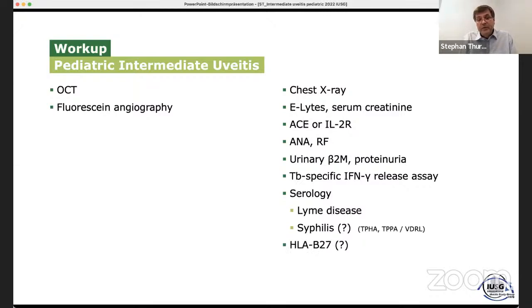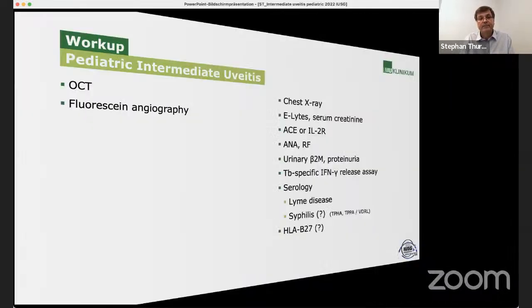The role of HLA-B27 in intermediate uveitis has been mentioned in some publications. I think it's really not worth it, because HLA-B27 is purely associated with anterior uveitis. In intermediate uveitis, you would just see the frequency of HLA-B27 in your population, but it's not really associated with intermediate uveitis.